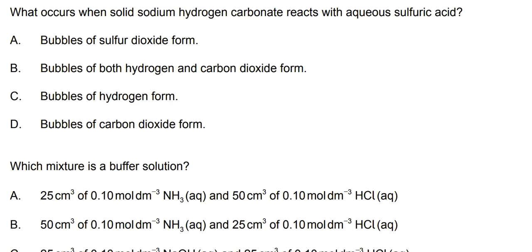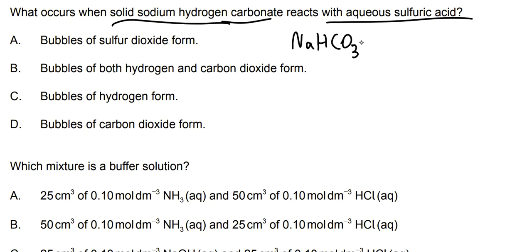What occurs when solid sodium hydrogen carbonate reacts with aqueous sulfuric acid? Okay, so if we have sodium hydrogen carbonate, NaHCO3, reacting with aqueous sulfuric acid, well, if we have this reaction occurring, we should have something like sodium sulfate forming, I believe. But since we have a metal carbonate reacting with an acid, we should have carbon dioxide form. So it's one of these two.